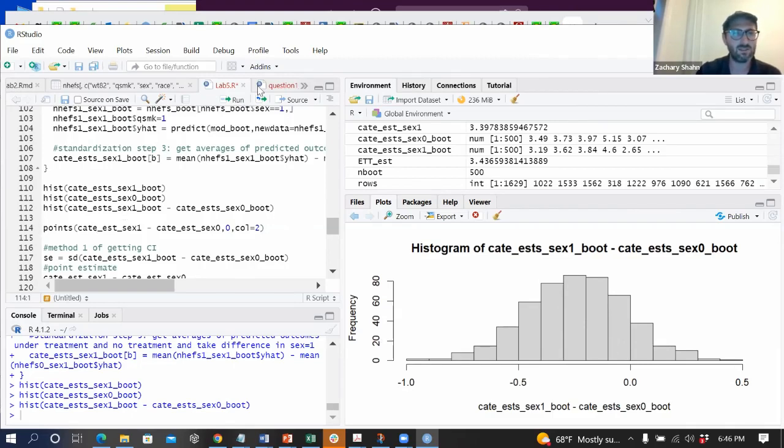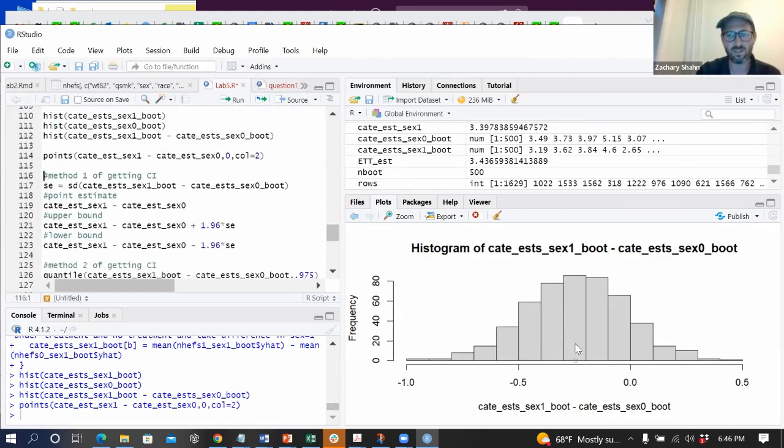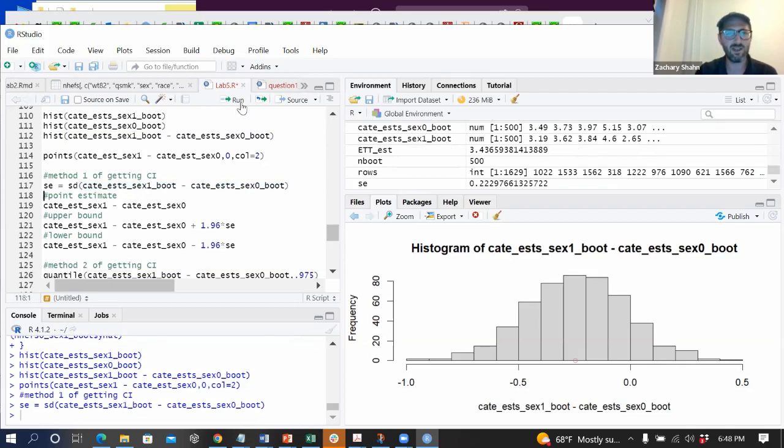But let's just continue to go through the process. And there is our point estimate of negative 0.25, which is pretty much in the middle of the bootstrap distribution, which is as it should be. So let's keep going through the process of making a confidence interval for the difference in the subgroup effects between men and women. To get the standard error for the difference, you just take the standard deviation of the vector of the 500 differences, which is all the effect in women estimates minus all the effect in men estimates.